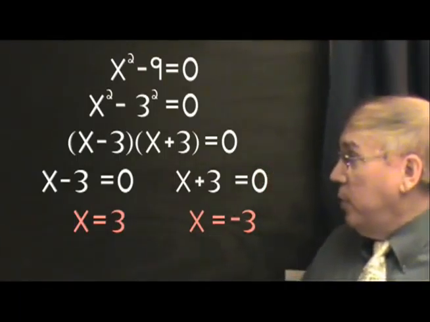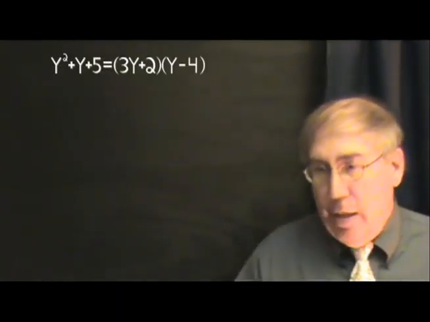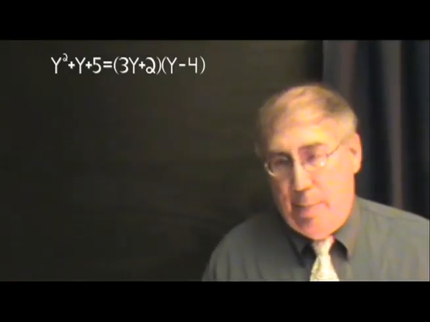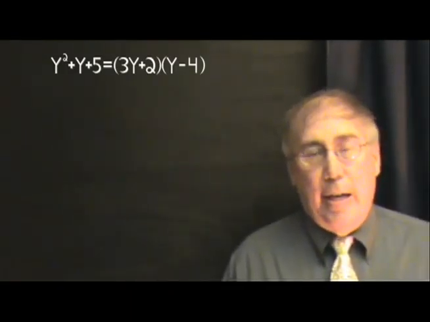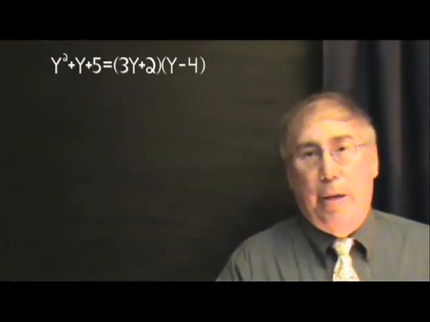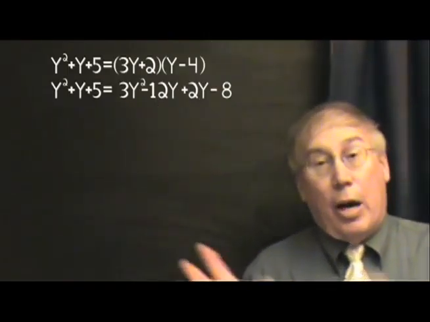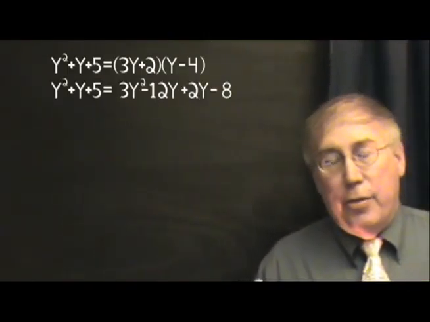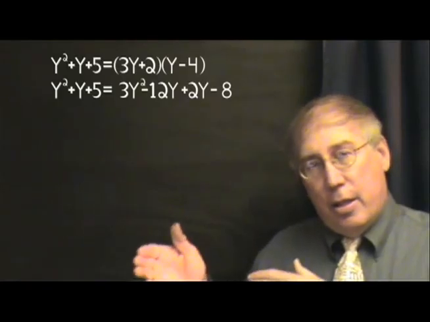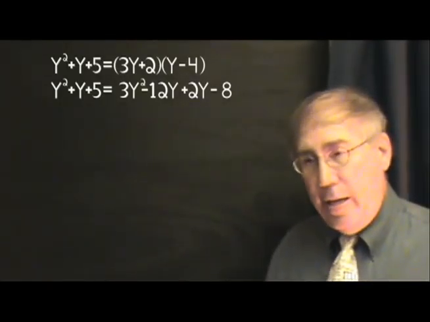So let's see what we've got coming up here next. This one's a little more complicated. Let's start with the right-hand side. Let's multiply the two factors together using the FOIL method, where we multiply the first terms together, and then the outer terms, and then the inner terms, and then the last terms together. And that will give you the right-hand side here.